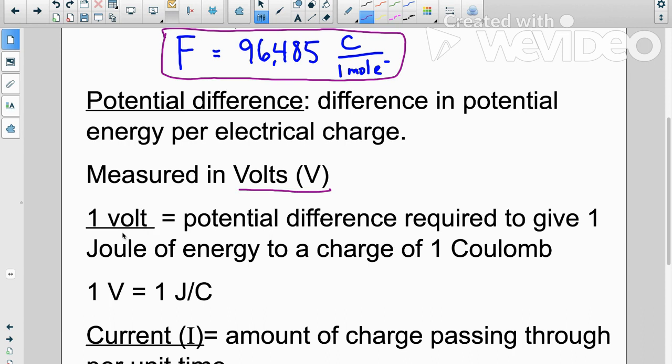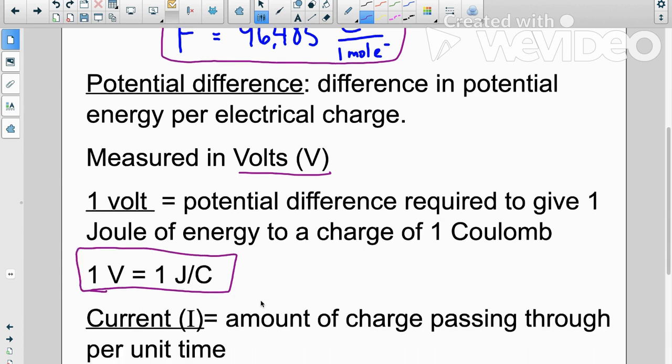So 1 volt is the potential difference that will give 1 joule of energy to a charge of 1 coulomb. So if we have a charge of 1 coulomb, it will give us 1 joule of energy, and that is defined as the 1 volt potential difference. Okay, and so you can see here the conversion. 1 volt is 1 joule per coulomb.